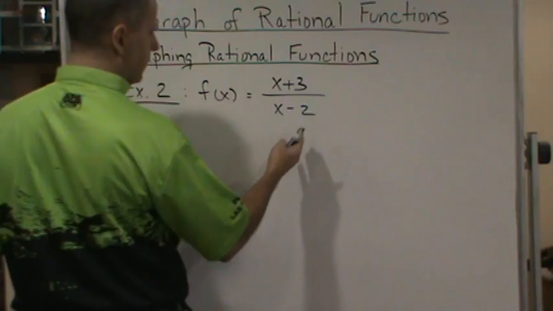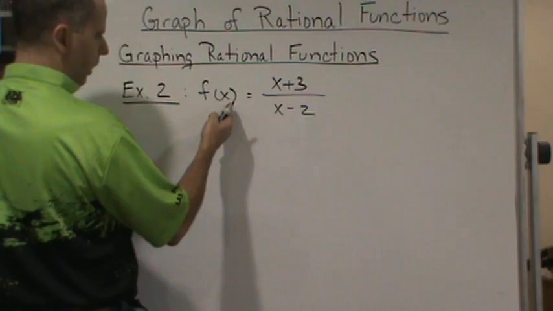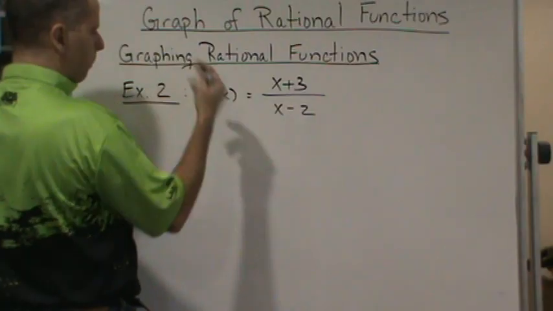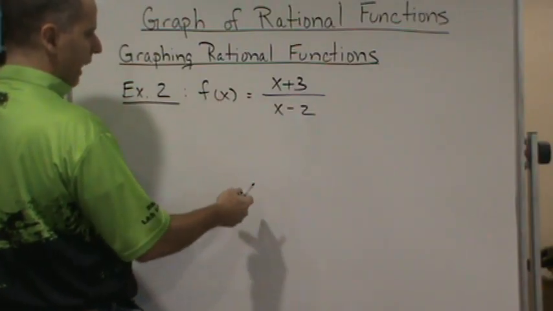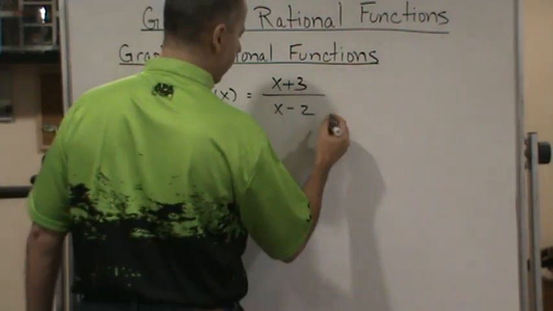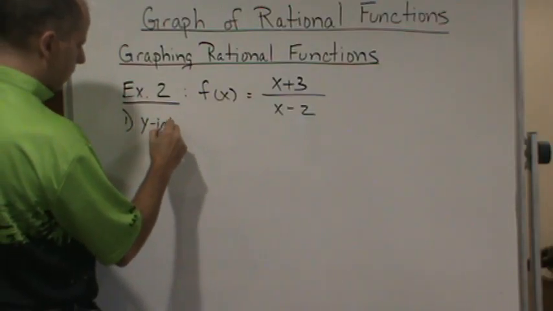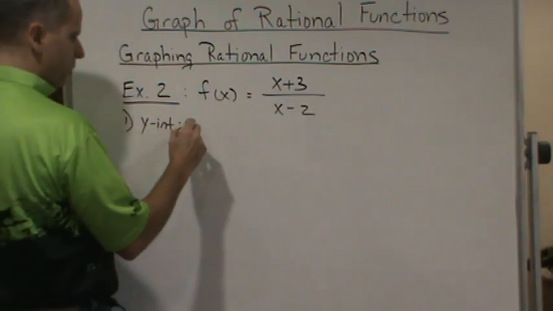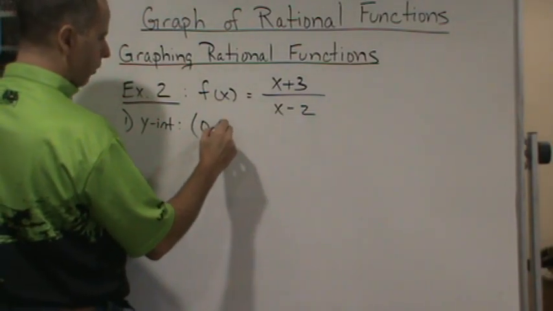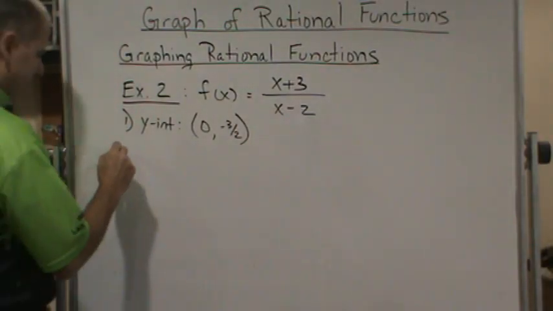So remember, the y-intercept is where we're going to put in 0 for the x value. So we plug in 0 for x and see what we get. Well, when we plug in 0 for x, this just reduces to -3/2. So we know there's going to be a y-intercept. The y-intercept is going to be at (0, -3/2).